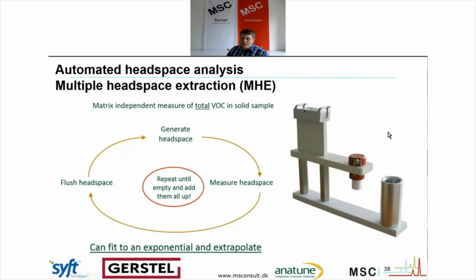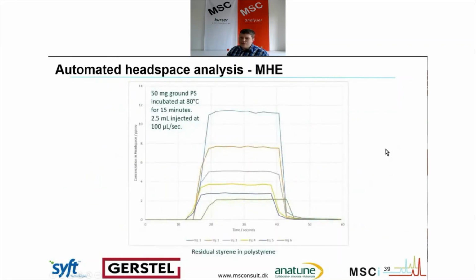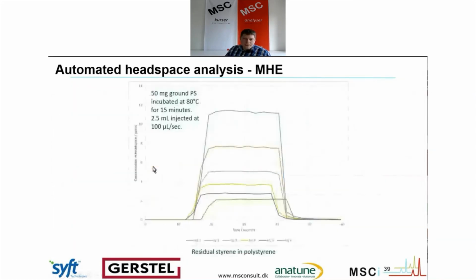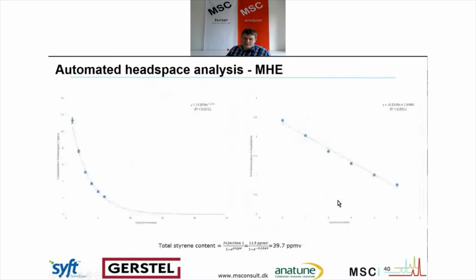Another way you can use it is for multiple headspace extraction. You can always do a calibration curve, but if you have a really annoying matrix, then you might not be able to. Then you can do multiple headspace extraction. You can also do this on GC-MS. Here you can see different measurements where the amount you find decreases exponentially. Then you can use the right equation and find the right concentration. This is something the company Anatune did.